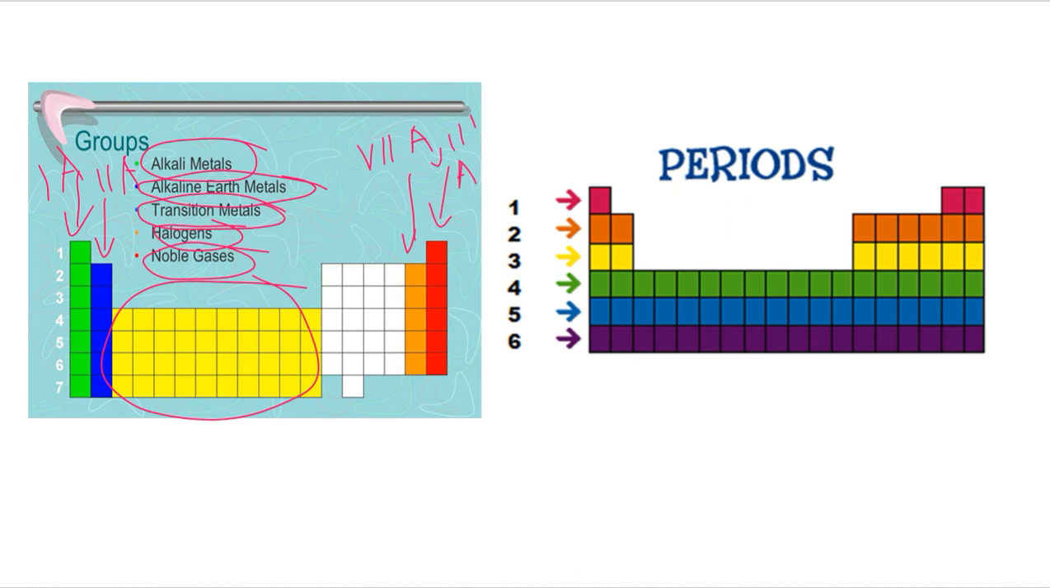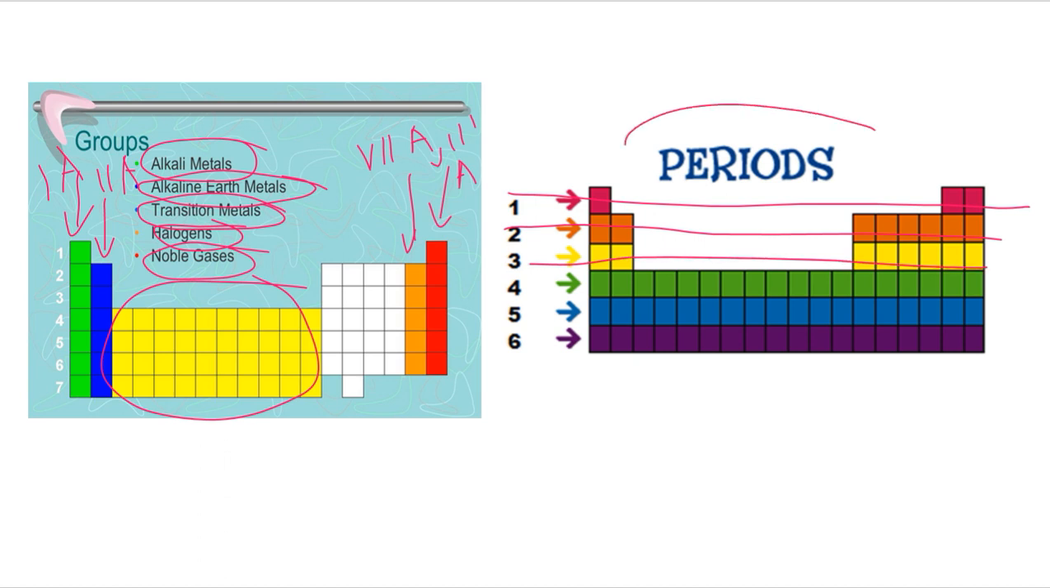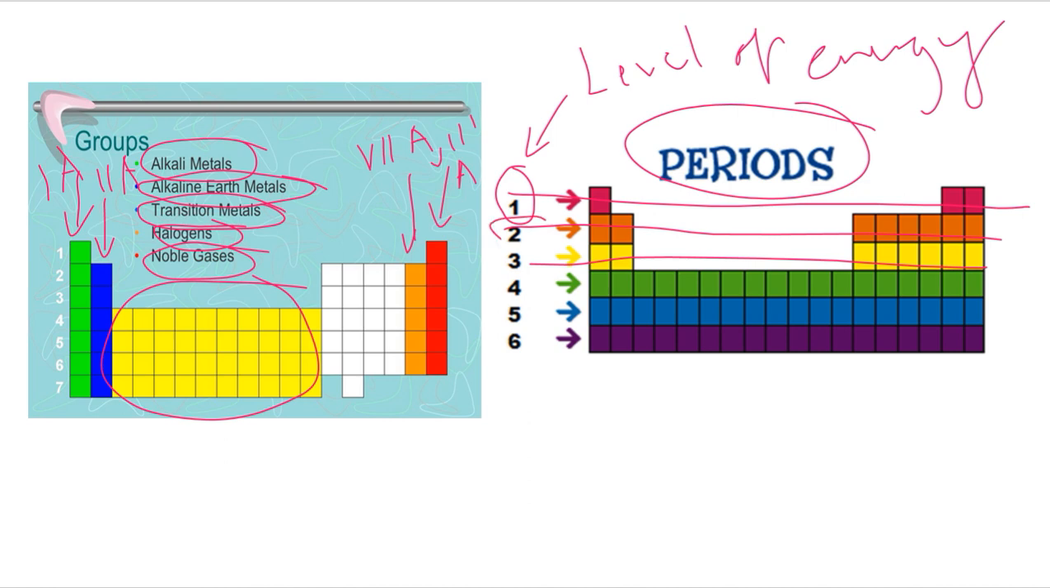On the other hand, the rows 1, 2, 3 are known as periods, and what do these periods represent? In period 1 you have only one level of energy. In period 2, two levels of energy. In period 3, three levels of energy, and so on until 7.